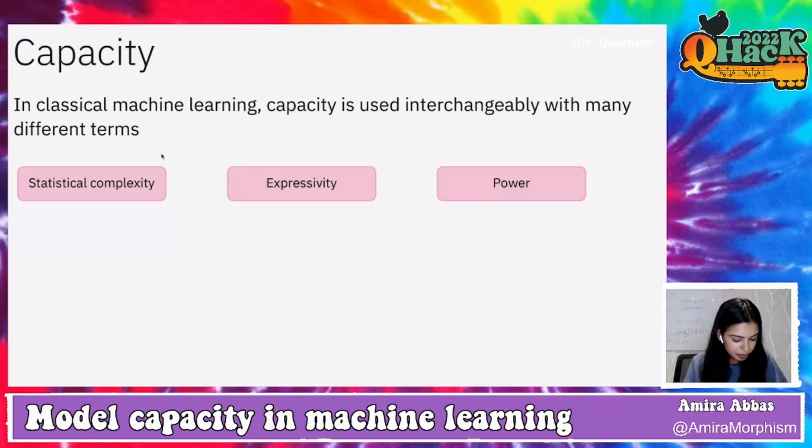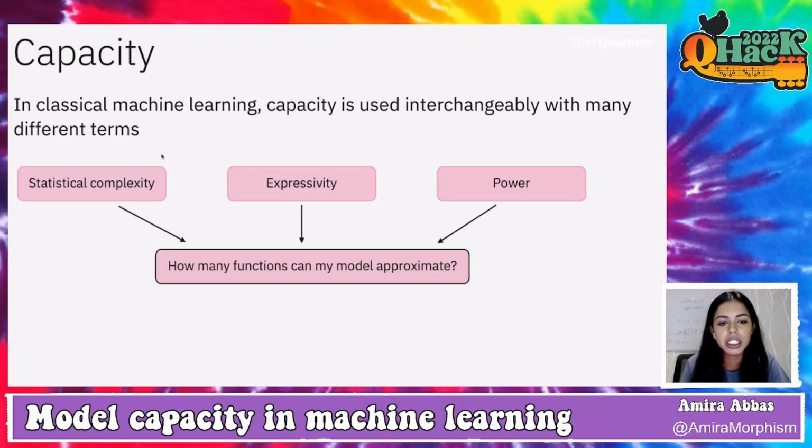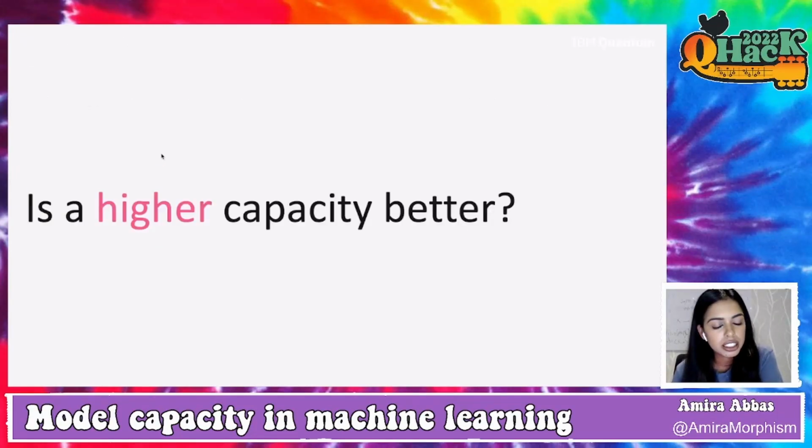But in my head, I kind of just think of all these things as just one thing, where you're simply trying to understand how many functions my model approximates, right? So what is the richness of my model in terms of the functions that it can understand, model and express. Okay, so now naively, one might think, I want a model with infinite expressibility, right?